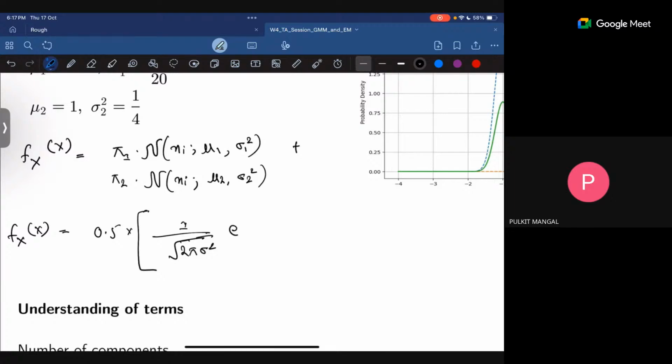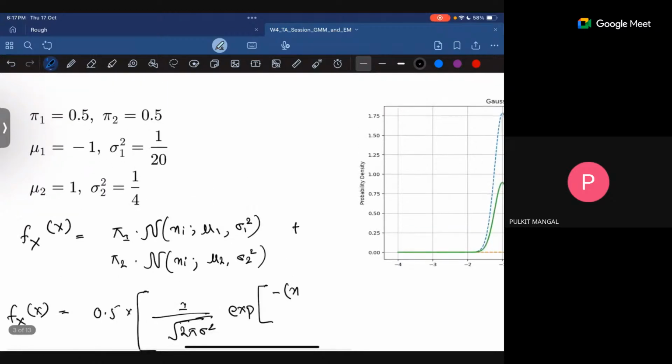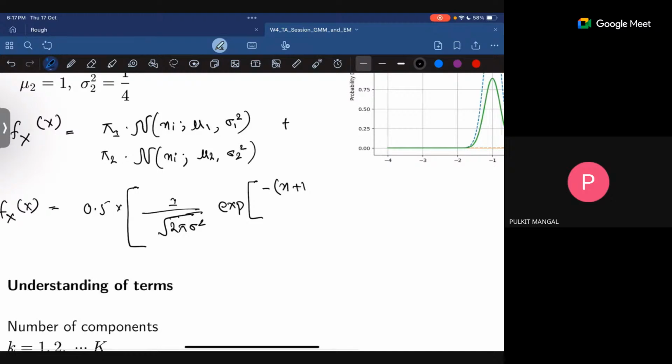Exp means it is e power. Minus, so let's just keep it as x minus mu square. So mu1 is what? Mu1 is -1, so it will just become +1. And divided by 2 sigma square.